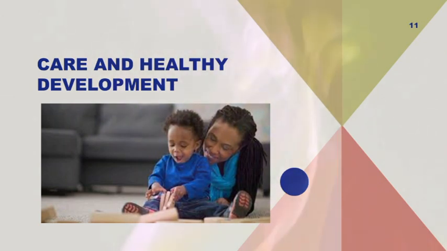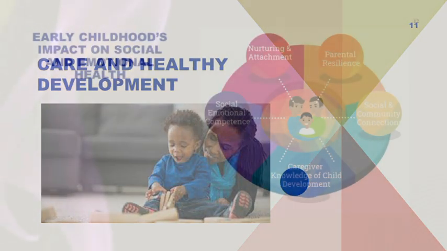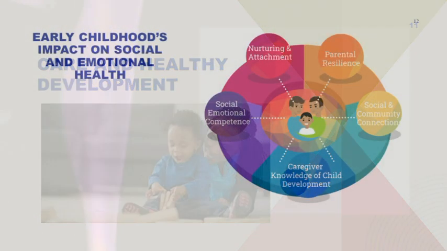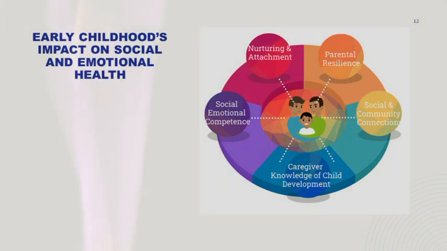Now, conversely, insecure attachments, such as anxious or avoidant attachment patterns, can result in inconsistent or neglectful or abusive caregiving experiences. And children who experience insecure attachments may struggle with emotional regulation, have difficulty forming trusting relationships, and may exhibit maladaptive coping strategies in response to stressors.